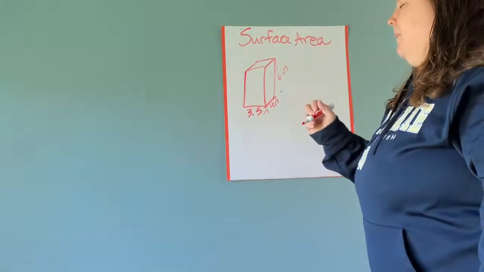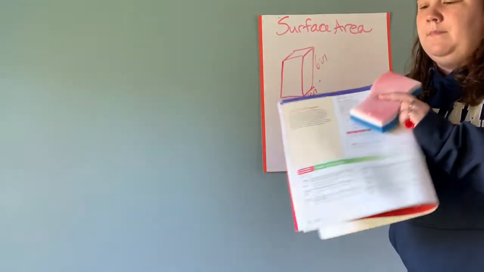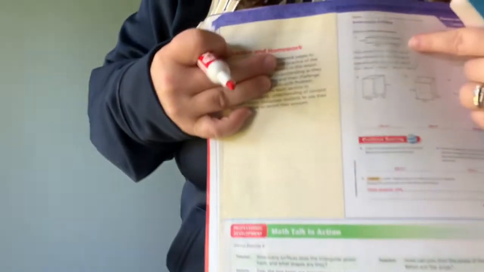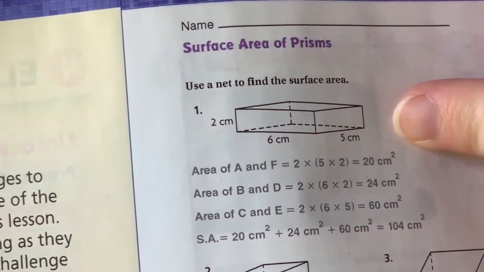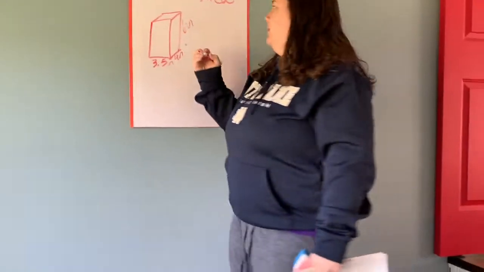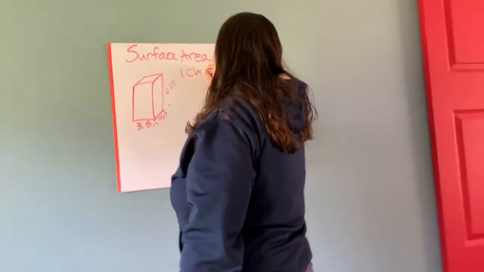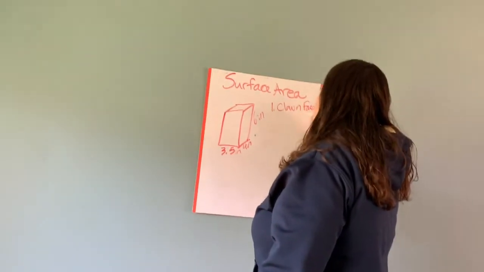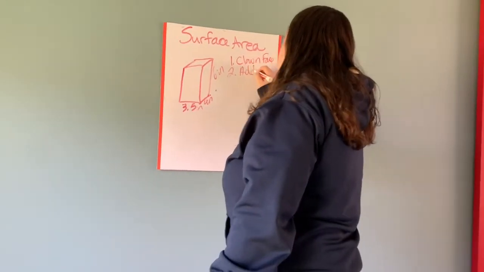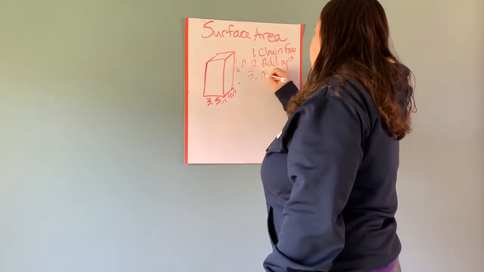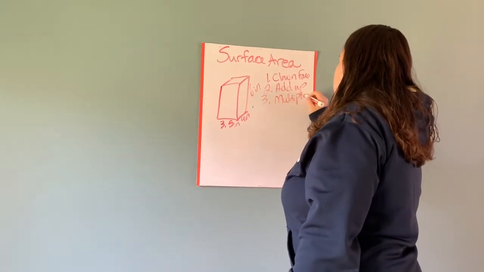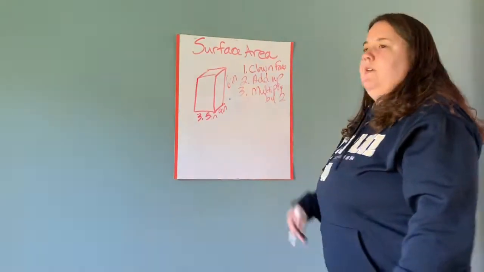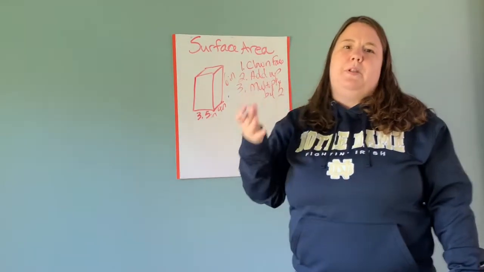Here's the Denny way. The book has you find a bunch of areas. It's wonderful, but it takes a long time. So when you're doing a rectangular prism, here are your rules, 3 steps. Step 1, clown face. Step 2, add them up. Step 3, multiply by 2. Clown face, add them up, multiply by 2.